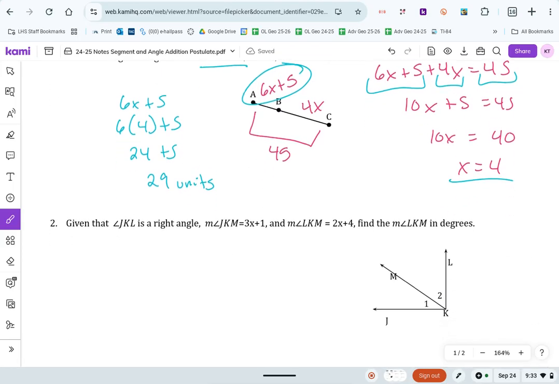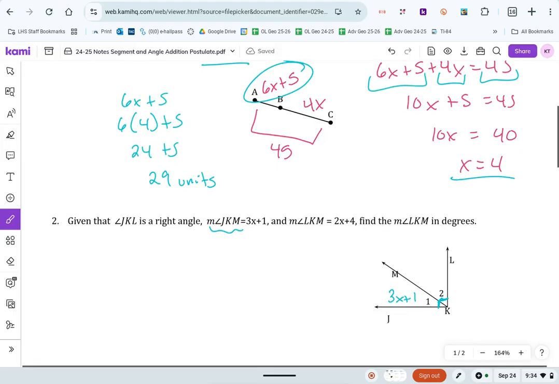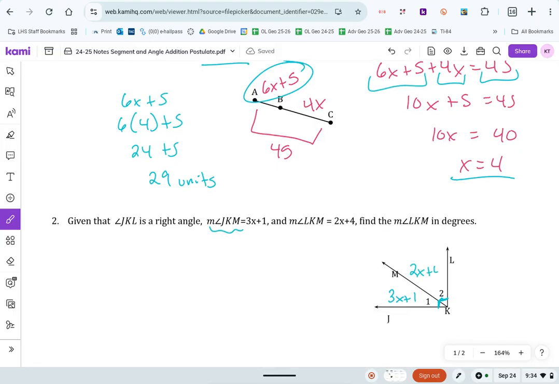Okay. So here we have one with an angle. Given that JKL is a right angle, I'm going to draw a little right angle symbol in there. The measure of angle JKM, that's angle 1, is 3x plus 1, so I'm going to label that. And the measure of LKM is 2x plus 4, so I'll label that. Find the measure of angle LKM in degrees. I'll let you guys try this one too.